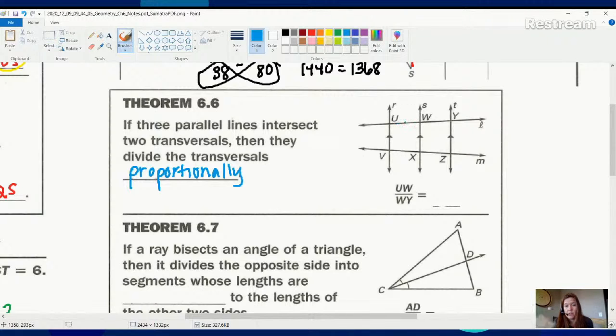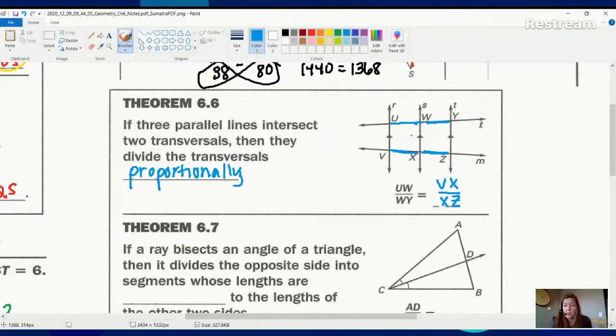So if you have two transversals, they then divide the transversals proportionally. So UW over WY equals VX over XZ. So again, this kind of actually reminds me of those two theorems that we just learned. In the other two theorems, it was a triangle, right? And so they met at a point down here. Instead, we've got three lines that are cut by a transversal. So again, it's the proportion of the top line, the top transversal, to the proportion of the bottom transversal.